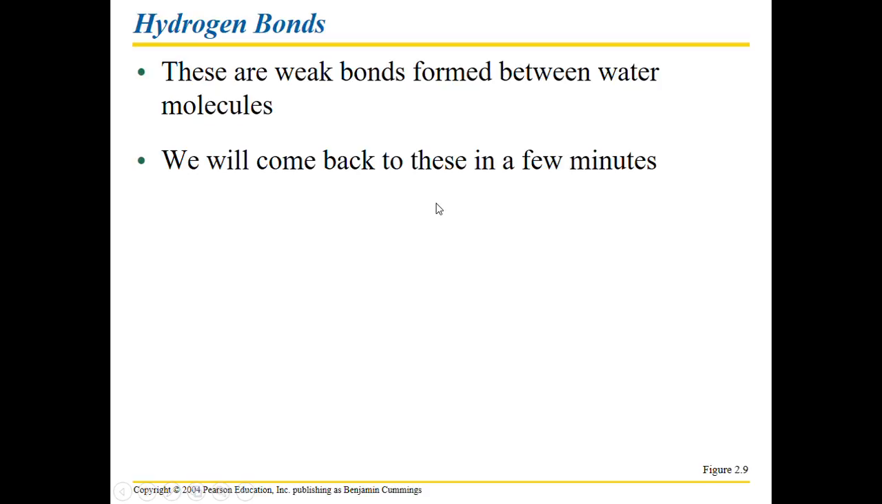Again, this is based on unequal sharing that we just looked at, but if you have them in high numbers, they can be quite strong and add to surface tension in water. So hydrogen bonds are why it hurts so badly if you do a belly flop.